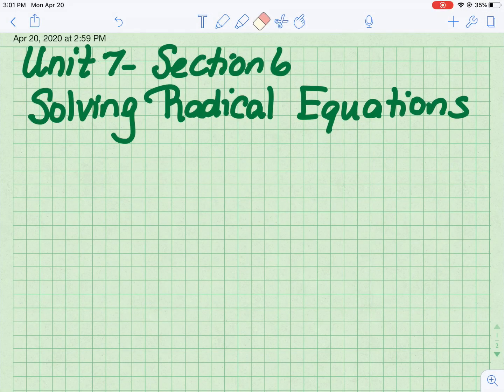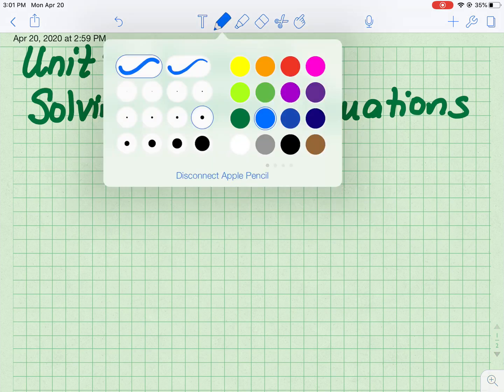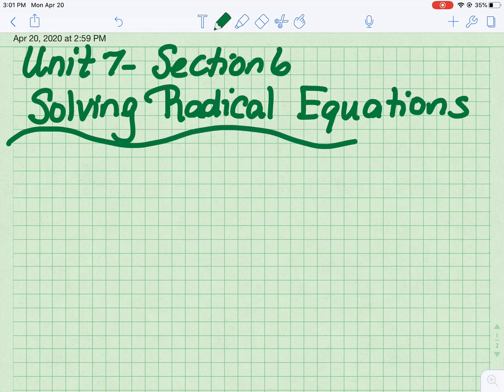Okay, today we're doing Unit 7, Section 6, Solving Radical Equations. Now you're going to have to use all your knowledge of how to solve equations and all the rules that you've known so far about algebra solving equations in this. You can't just forget what you've already learned.